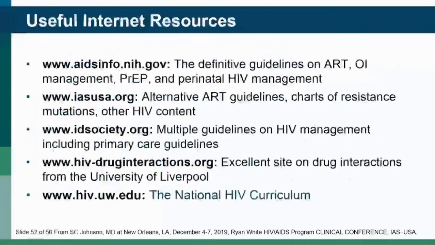I did want to mention some useful internet resources that I think you probably are also aware of. Certainly aidsinfo.nih.gov is the repository for the important federal guidelines on antiretroviral therapy, opportunistic infection management, and other aspects of HIV. So that should be a site that you visit frequently. I've already mentioned that the IAS-USA has alternative ART guidelines, charts of resistance mutations, and other HIV content. Our Infectious Diseases Society of America also has multiple guidelines on HIV management, including primary care guidelines. And I can tell you that those primary care guidelines are also being actively updated right now.